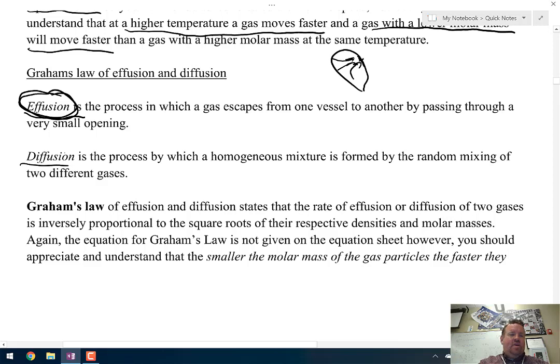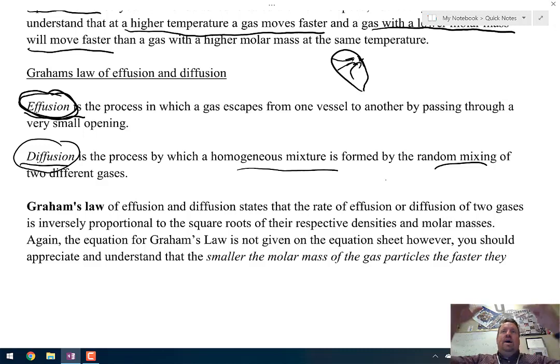Okay, and then our second one here is called diffusion. That's actually a term used in biology quite often, the diffusion of a chemical through a cell wall. But that is the process by which a homogeneous mixture is formed by the random mixing of two different gases. Basically, it's like when you put cologne or perfume on and you spray it, and then it slowly spreads out throughout the room. Okay, that's diffusion.